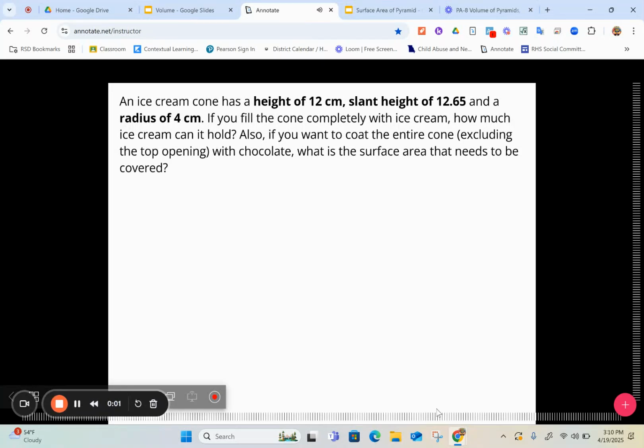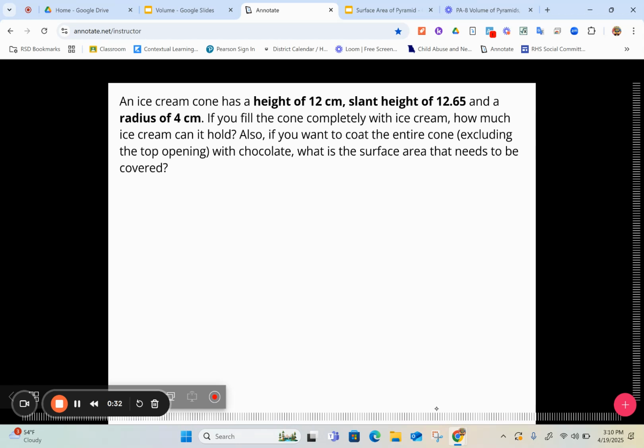All right, guys, we are going to look into doing some real life problems here with volume. An ice cream cone has a height of 12 centimeters, a slant height of 12.65, and a radius of 4. If you fill the cone completely with ice cream, how much ice cream can it hold? Also, if you want to coat the entire cone, excluding the top opening, with chocolate, what's the surface area?